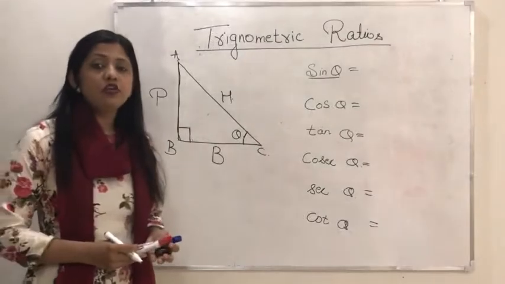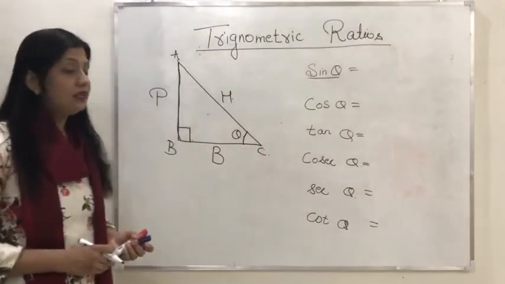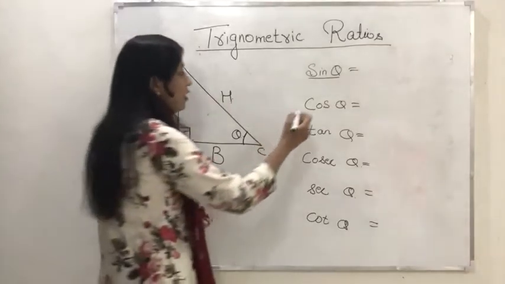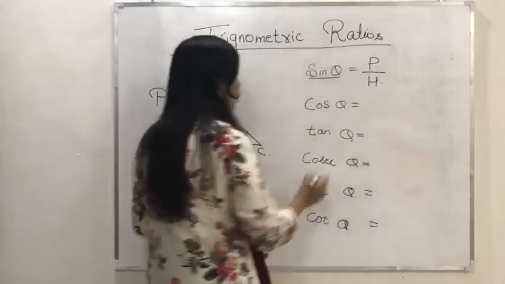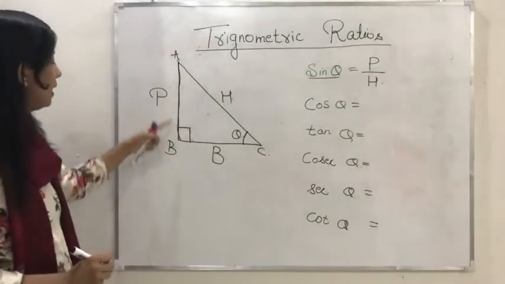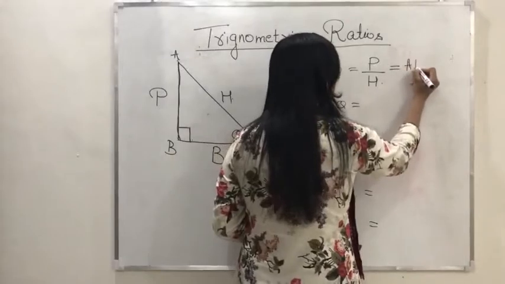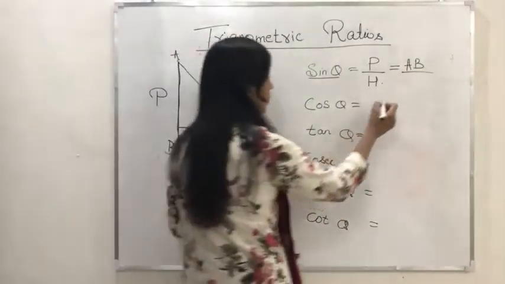The first ratio is called sine theta. Sine theta is perpendicular upon hypotenuse. So I will write here perpendicular upon hypotenuse. So what is my perpendicular? Perpendicular is AB and hypotenuse is AC.